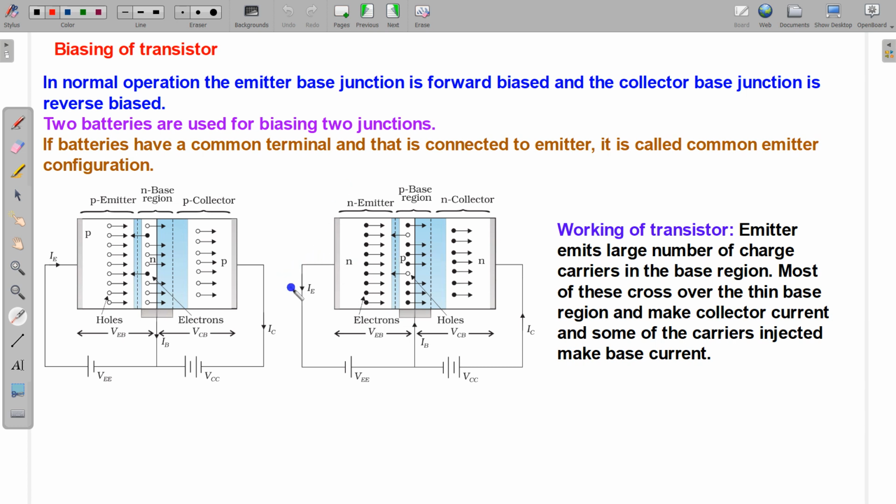I have shown some working of common collector and common base configurations in this diagram, but in our syllabus mostly we have to study the common emitter configuration. So in the coming slides I will be mostly dealing with the common emitter configuration in detail.